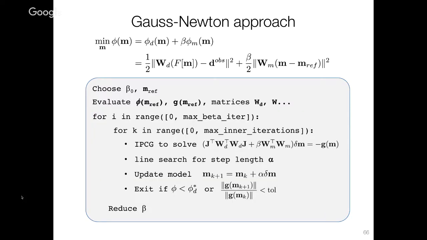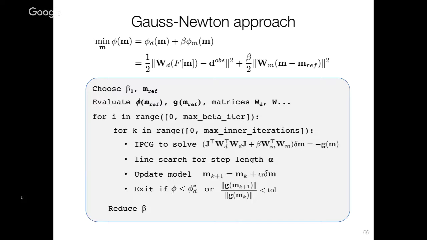And then this is basically how it's done. We start off by choosing a beta knot, so that's our starting beta, and we choose our reference model. And then we evaluate the gradient and the matrices, and then we just do a large outer loop, from 0 up to the maximum number of iterations. At each iteration, we're going to solve for a delta M.